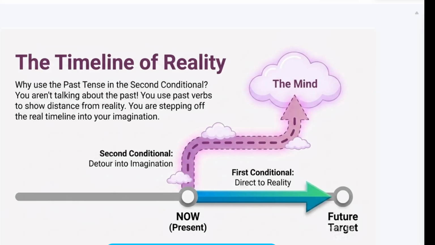The timeline of reality. You may be wondering, why do we use the past simple in the second conditional if we are not talking about the past? The answer is that the past form shows distance from reality. We are not saying that the situation happened in the past. Instead, we are moving away from the real timeline and into our imagination. The first conditional moves directly from the present toward a possible future. The second conditional takes a detour into imagination. So remember, first conditional, direct to a possible future. Second conditional, a detour into an imaginary situation.